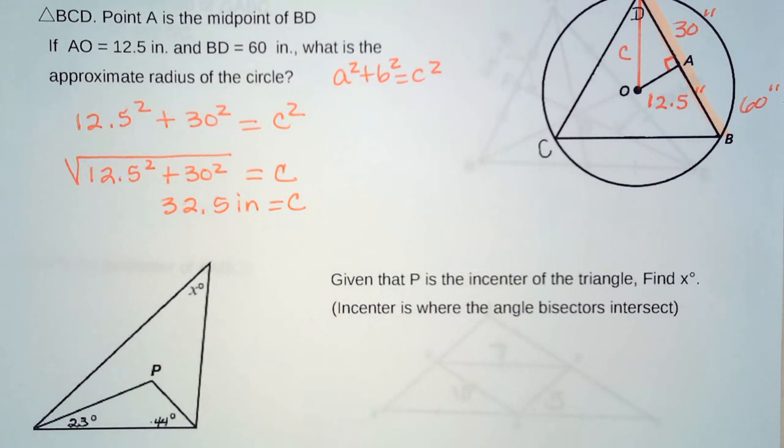Okay, for the next one, you're given that P is the incenter of the triangle. You're wanting to find X. Remember, the incenter is where the triangle bisectors intersect. Pause the video and think this out.